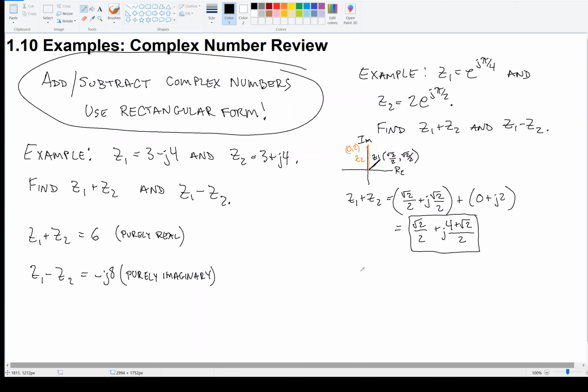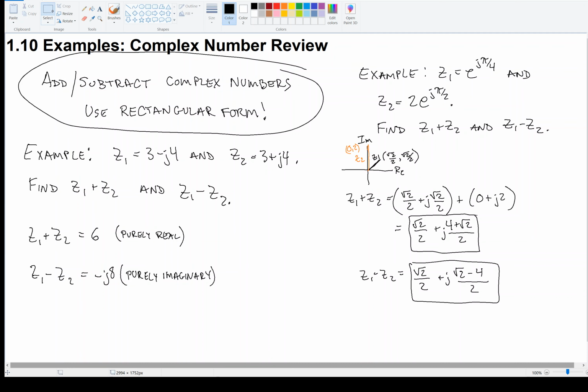Okay, and if I wanted Z1 minus Z2, so I just subtract these two vectors. So I have the square root of 2 over 2 minus 0. That's the square root of 2 over 2. And j square root of 2 over 2 minus j2. And so this is j times (square root of 2 minus 2). If I get a common denominator, this is root 2 minus 4 over 2. This is the answer here. So that is adding and subtracting.